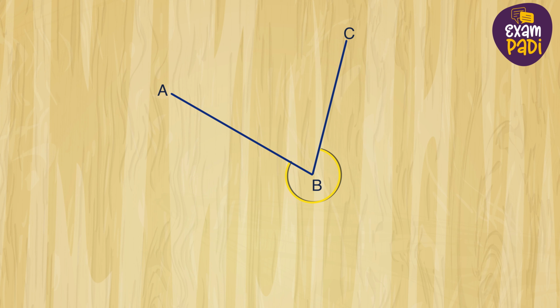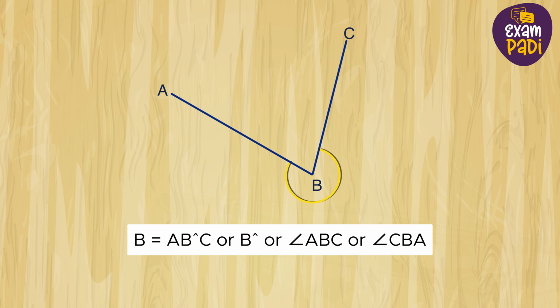If the direction that a line is turning is the same as the direction of a clock, then such rotation is called clockwise rotation. If the direction is in the opposite direction, it is called an anti-clockwise or counterclockwise rotation. In the drawing above, the angle at point B can be expressed as ABC or B, or angle ABC or angle CBA. The properties of angles are as follows.